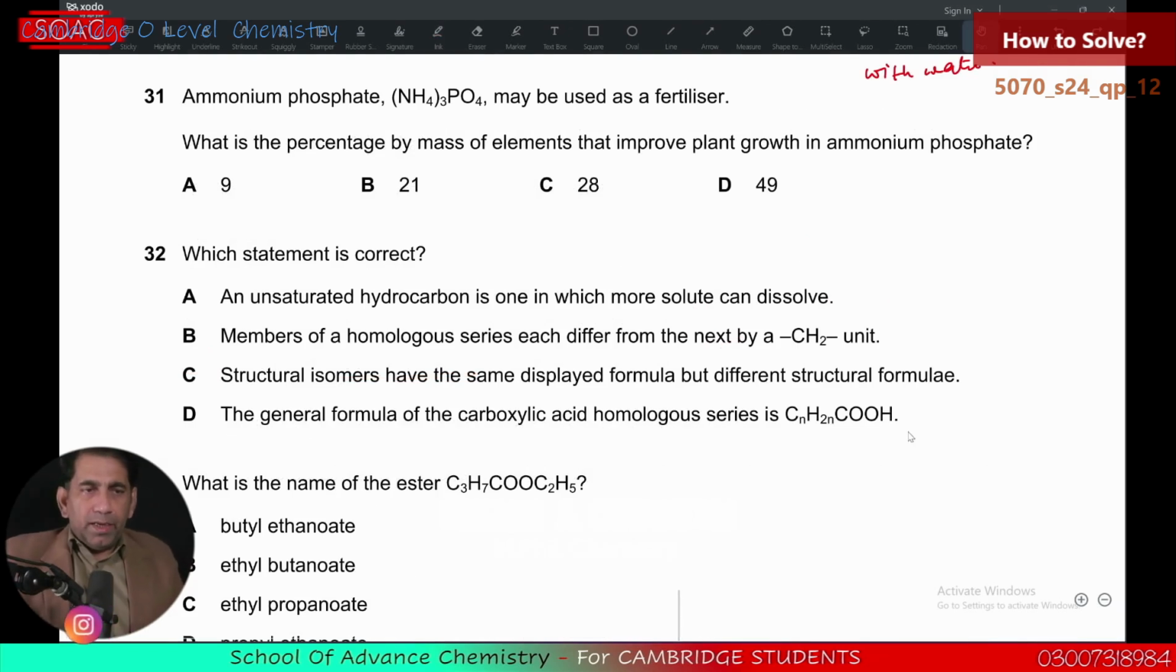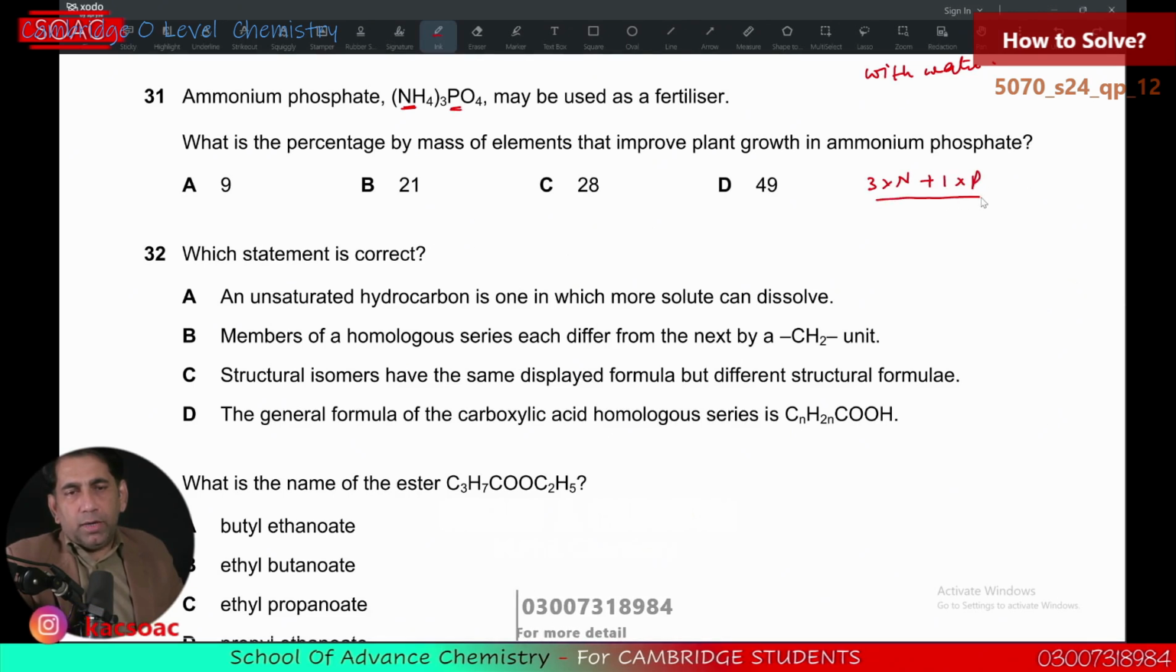Question number 31. Ammonium phosphate (NH4)3PO4 may be used as a fertilizer. What is the percentage by mass of elements that improve the plant growth in ammonium phosphate? Here are two basic elements that are used for the growth of the plants. One is nitrogen and the other one is phosphorus. So how many nitrogens are there? 3 nitrogens are there. How many phosphorus? 1 phosphorus is over here, and divided by the total mass of this compound, I mean Mr of this compound.